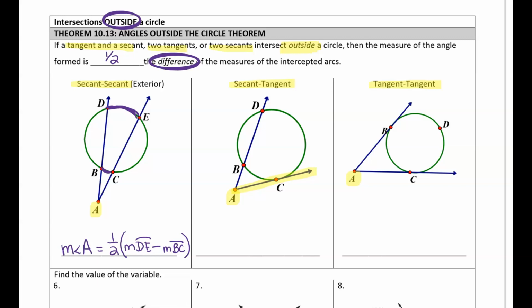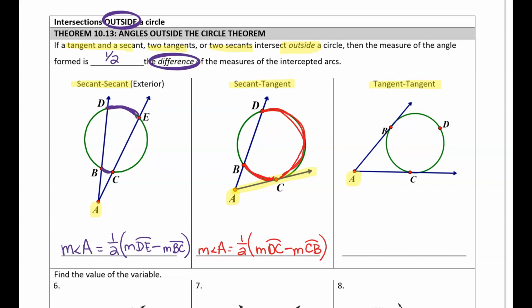Now, looking at the next one, you can see the big arc is DC, the small arc is BC, so with a secant tangent, it operates the same way. The measure of angle A is going to be 1/2 the measure of arc DC, subtract the measure of arc CB. So even though it has different names, it's the same formula.